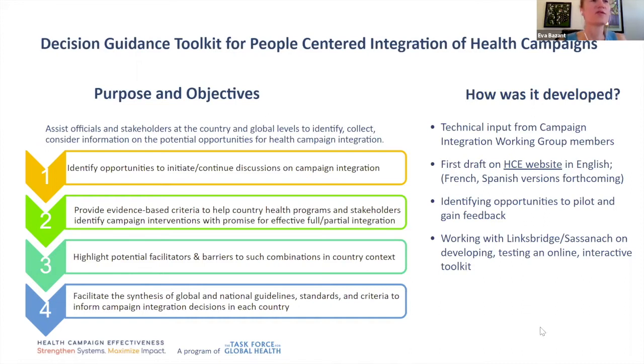And the purpose is to assist officials and stakeholders at the country and global levels to identify, collect, and consider information on the potential opportunities for health campaign integration. So objectives are to identify opportunities to initiate discussions, to provide some evidence-based criteria on which to have those initial discussions, to highlight potential barriers or facilitators, and also to highlight the country context that should be taken into consideration, and to facilitate the synthesis of some global and national guidelines and standards.